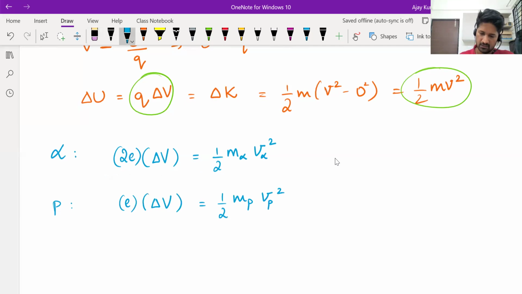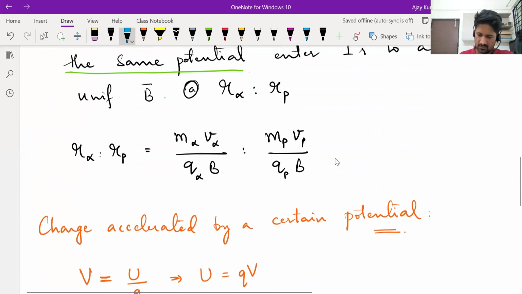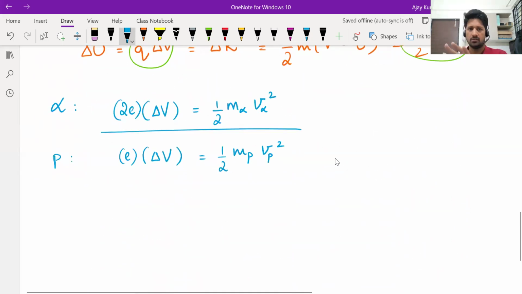And once you get that ratio, you can substitute that in the ratio of radius. Okay, see, this is the only unknown. The speed of alpha to speed of proton was not known to us. That you substitute there, you can solve the problem. Okay, you can complete this later, but remember the idea.